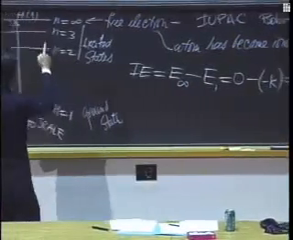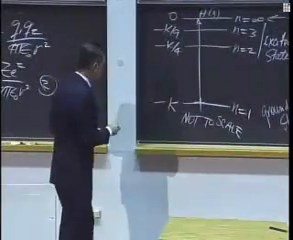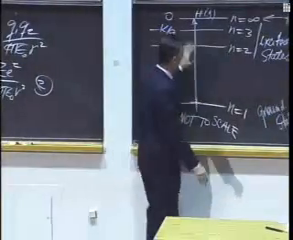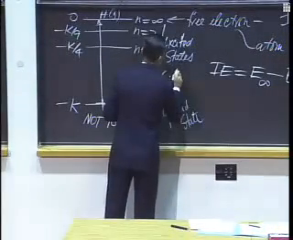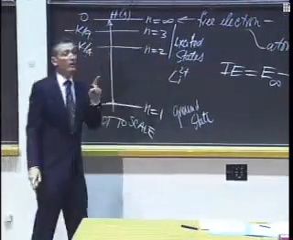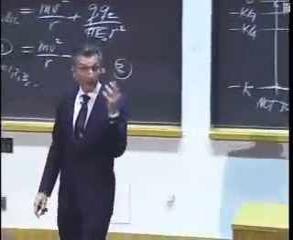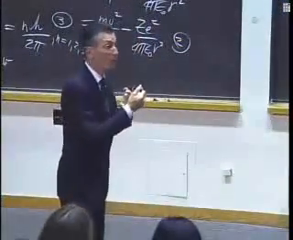The other thing to note is look at the dependence upon Z. Suppose instead of hydrogen, we considered lithium plus, lithium 2 plus. Lithium 2 plus is a 1 electron atom. Lithium has 3 electrons. If it loses 2, 1 remains.